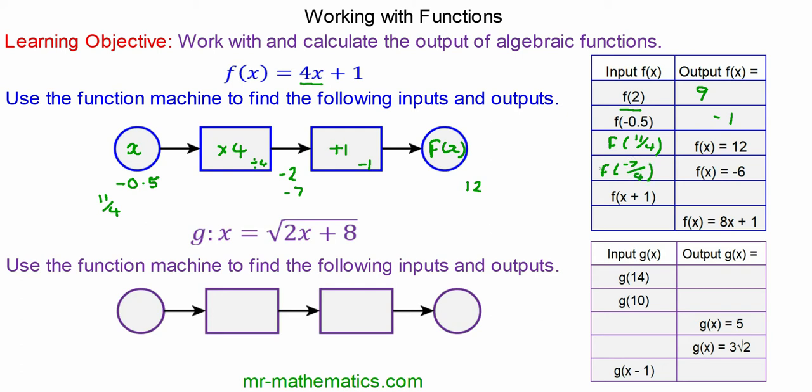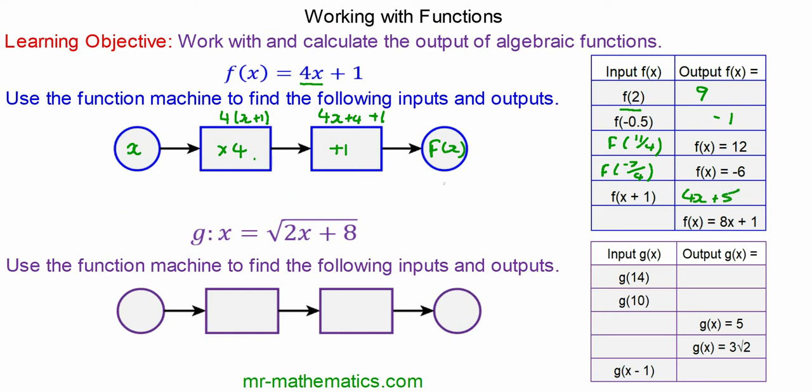When f of x plus 1 goes into our machine, we are multiplying it by 4, so we have 4 lots of x plus 1, and we are adding 1 to that, so we can multiply out these brackets, we get 4x plus 4, and we are adding 1 to it, so the output is 4x plus 5.